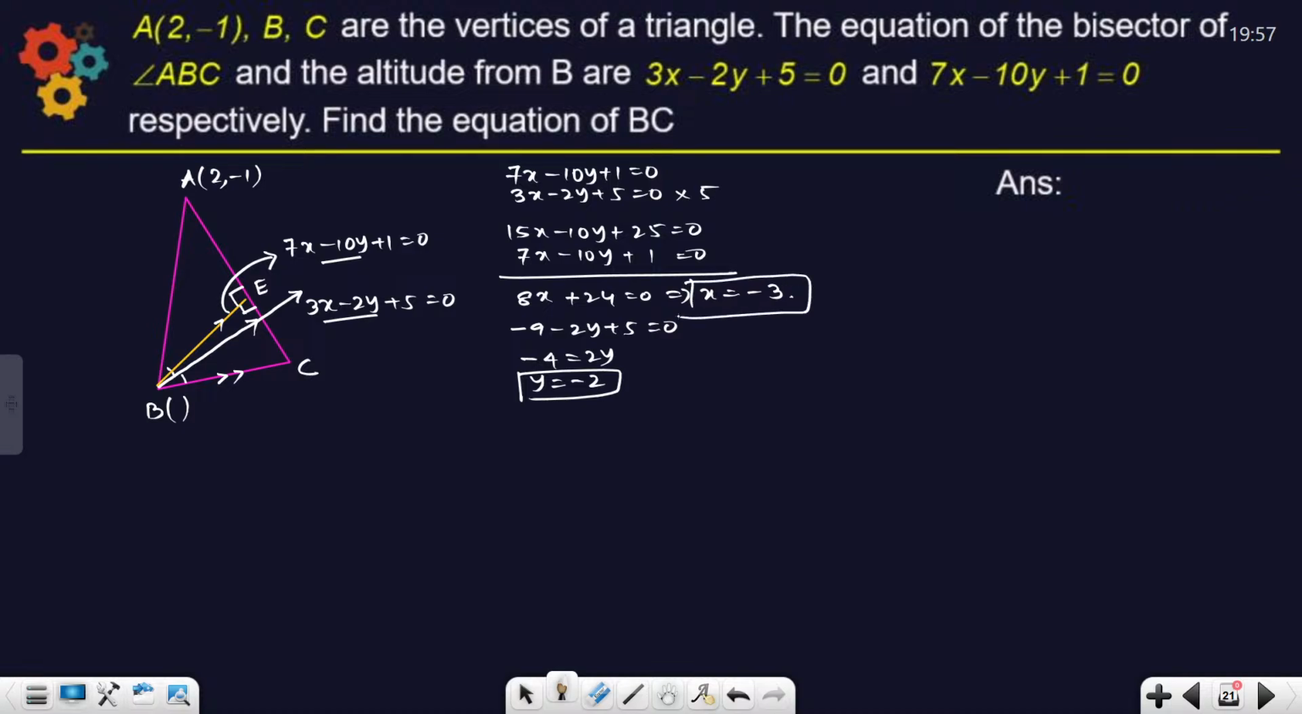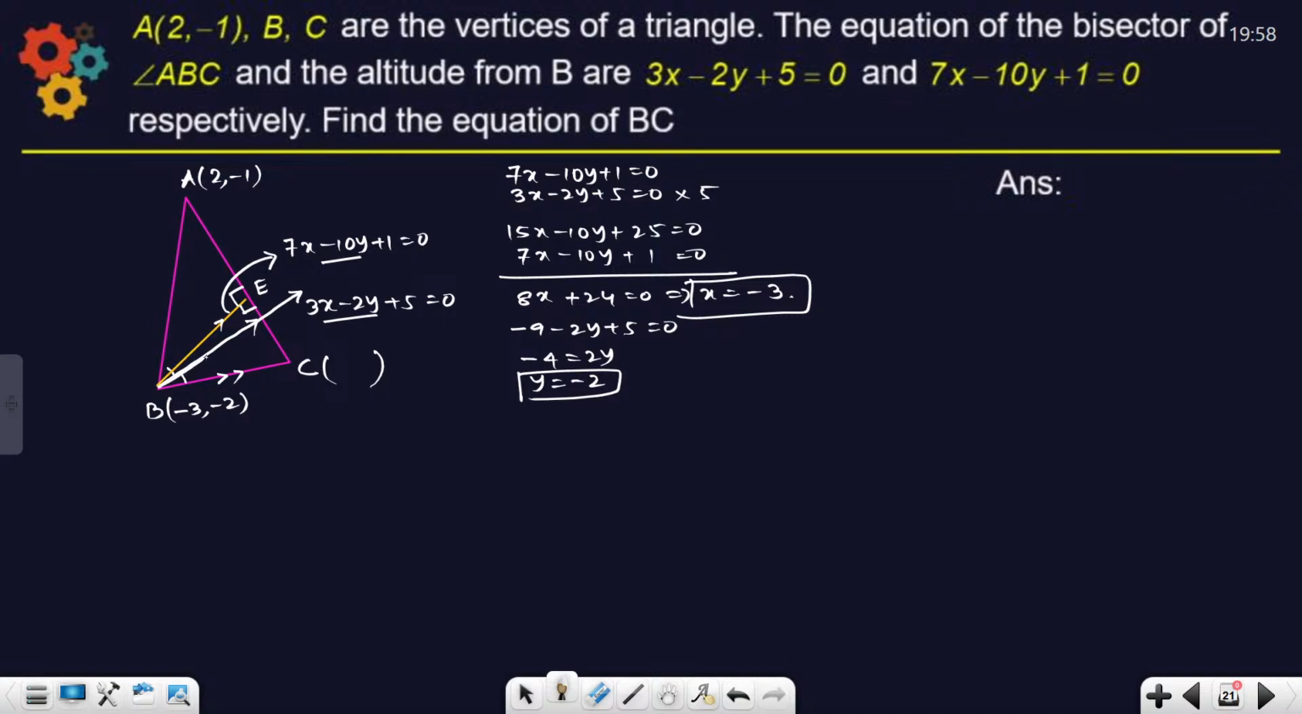So what is the coordinate of B? Coordinate of B is minus 3 comma minus 2. This we got. Okay. So now you need to find out the coordinate of C to get the equation of BC. How will we find out? Please tell me. Tell me fast. It's simple, boss.